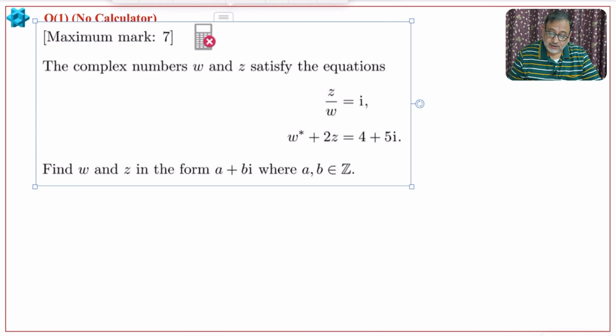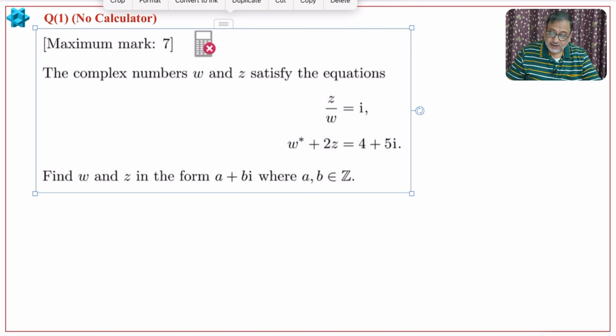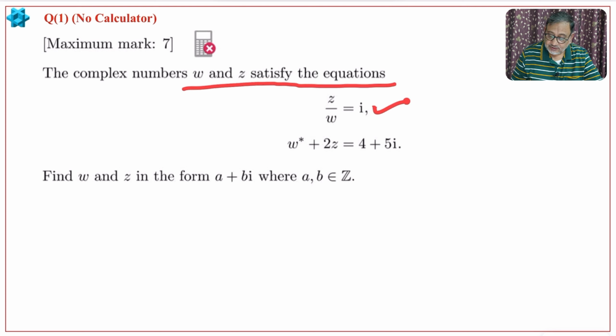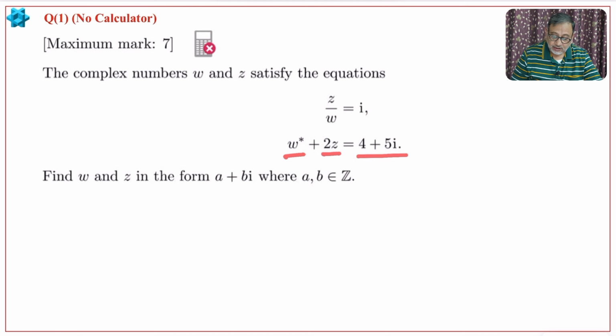Okay, look at this question, right? This is the first question I have taken from the past papers. See this question, it says the complex numbers w and z satisfy the equation z upon w is equal to i, conjugate of w plus 2z is 4 plus 5i. Find w and z in the form a plus bi, where a and b are real integers.